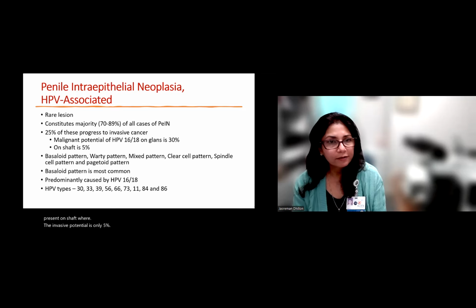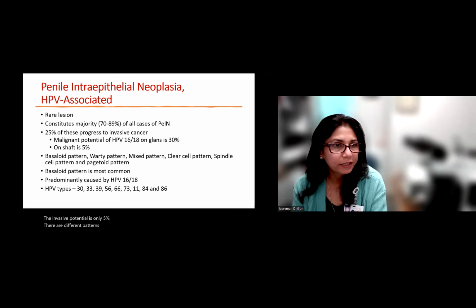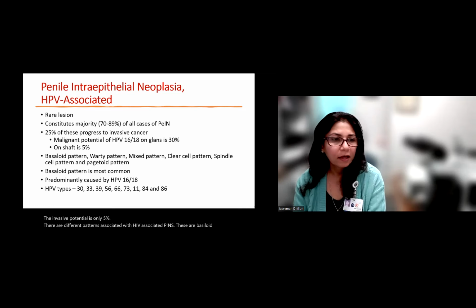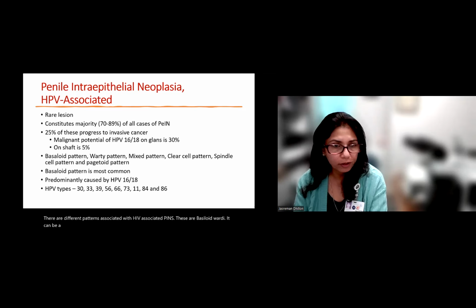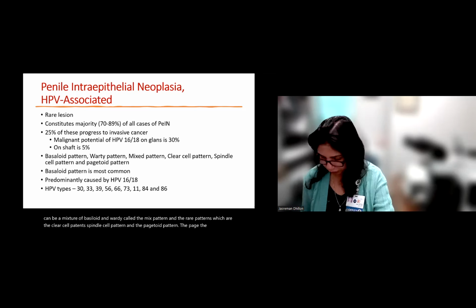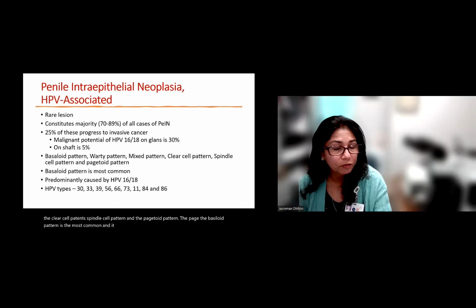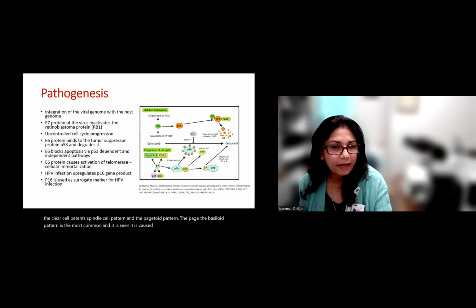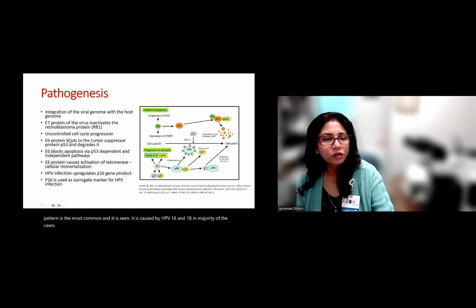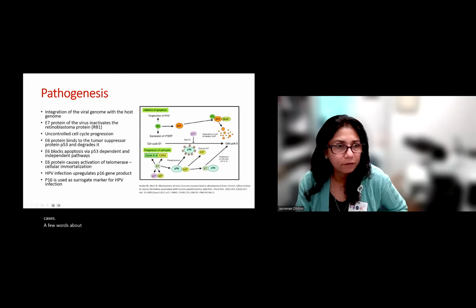There are different patterns associated with HPV-associated PEINs. These are basaloid, warty. It can be a mixture of basaloid and warty called the mixed pattern, and the rare patterns, which are the clear cell pattern, spindle cell pattern, and the pagetoid pattern. The basaloid pattern is the most common, and it is caused by HPV 16 and 18 in the majority of cases.